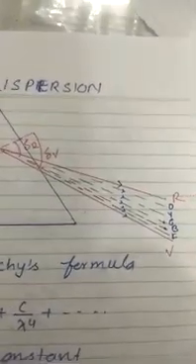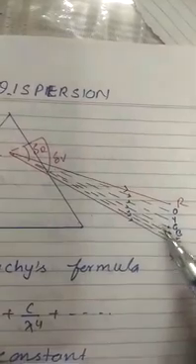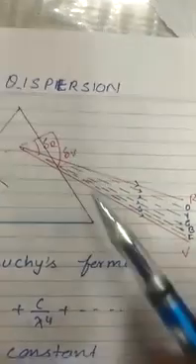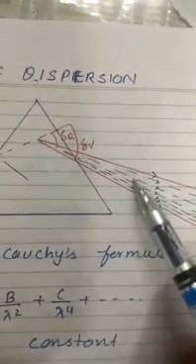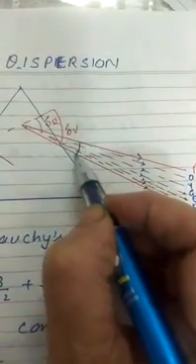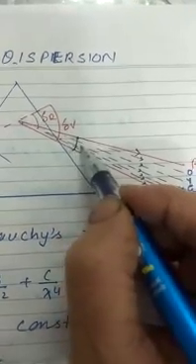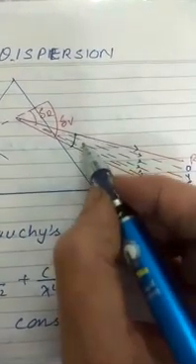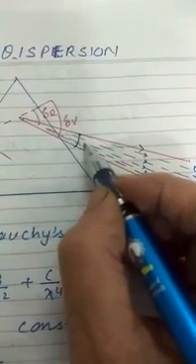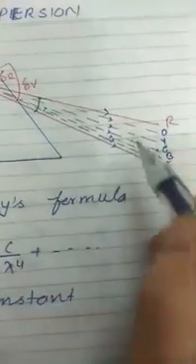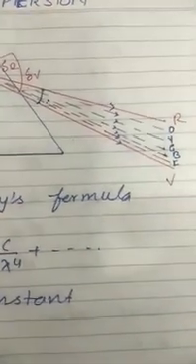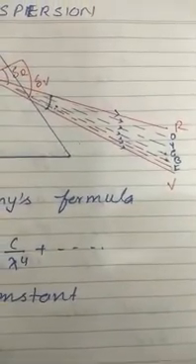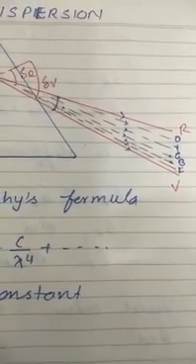And we get this type of spectrum, that violet color is deviated at the bottom and red color we get at the top, and all other colors are in between, that is Vibgyor, and this is the spectrum. And this is known as angular dispersion, that is delta V minus delta R. And that's why violet color is deviated at the bottom and red color is deviated at the top, and this is the reason that we get the spectrum when the light ray passes through the prism.